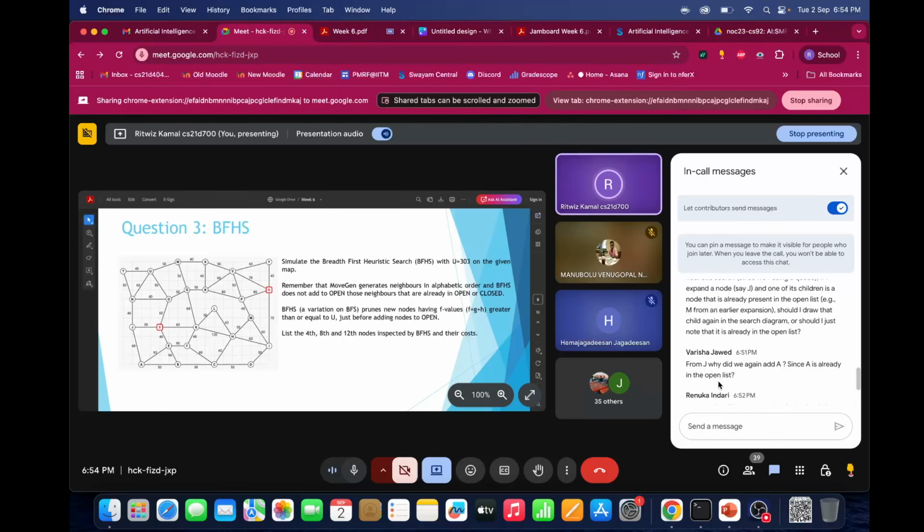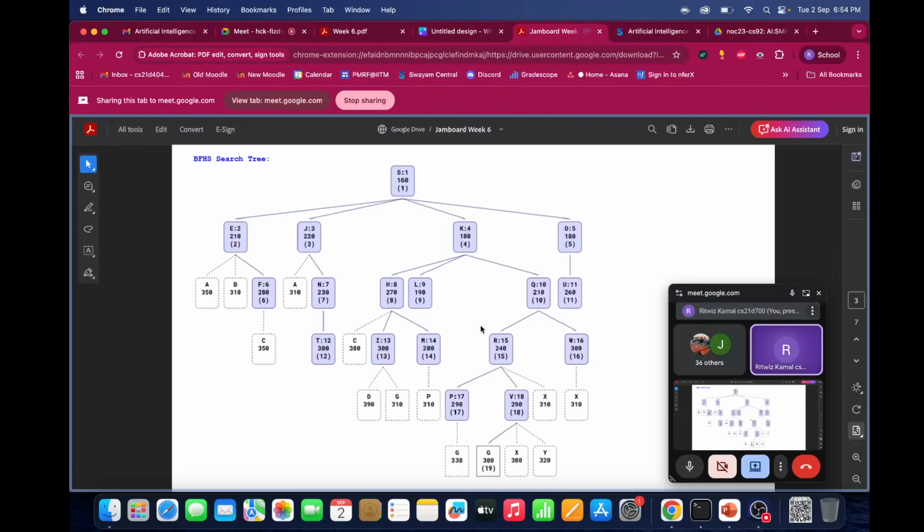The question: from J, why did we again add A, since A is already in the open list? Let's have a look at that. So where is J? No, A is not in the open list. Please make a note that these dotted nodes are not part of the open list. The dotted node indicates that this could have been a child of J, but it was not added because its F value is greater than the upper bound, which is 303. This dotted node doesn't mean that it is part of the open list. So as of now, when we are expanding or refining J, A is still not a part of the open list.